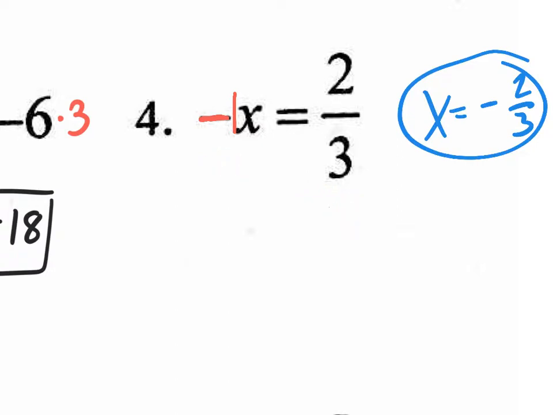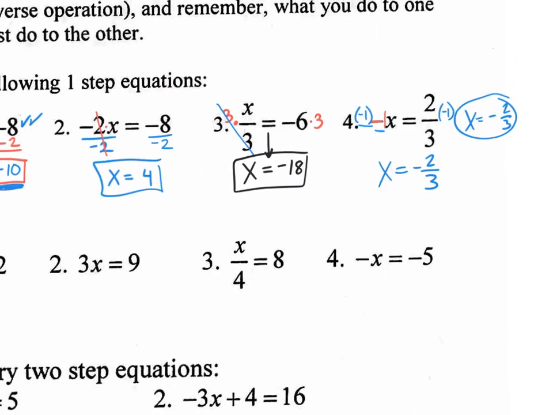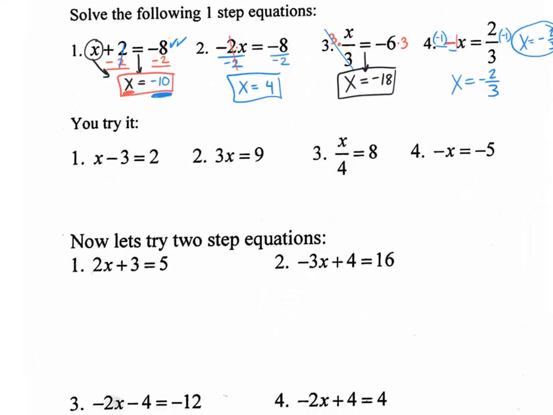So let me go back and just say, okay, I'm going to multiply this side by negative 1, and what I do to one side, I do to the other. Multiply that side by negative 1. A negative times a negative is a positive, and of course, positive 2/3 times negative 1 will be a negative 2/3. The easiest way for me to think of this is, hey, I want this negative x to become a positive x, change the sign. What I do to the one side, I do to the other, change this sign. So the answer is x equals negative 2/3. So I did 4 simple one-step equations. Now you guys try it.